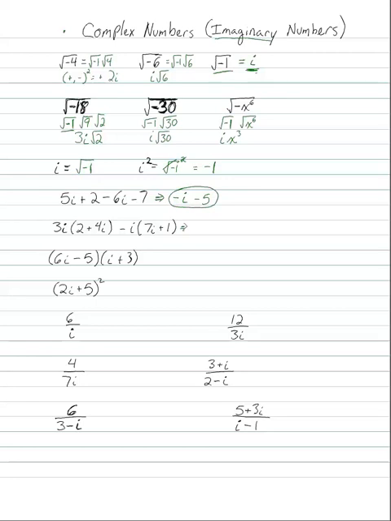So if I have something like 3i times the binomial 2 plus 4i, minus i times the binomial 7i plus 1, I can start off by distributing, getting stuff out of the parentheses. So let's see, 3i times 2 plus 4i would be 6i plus 12i squared. Minus i times 7i plus 1, so minus 7i squared minus i.